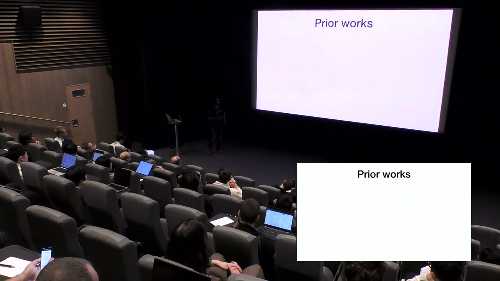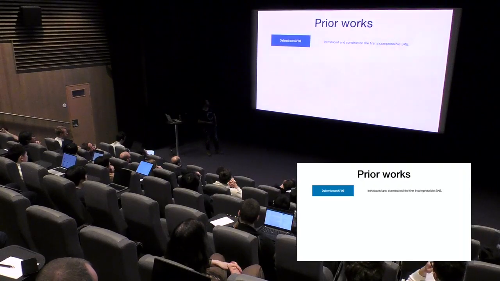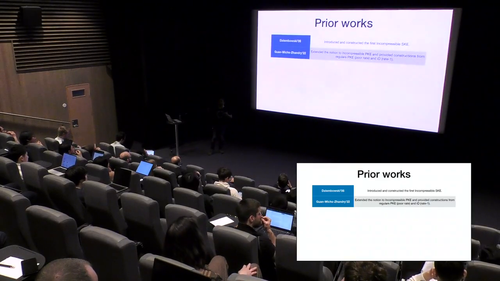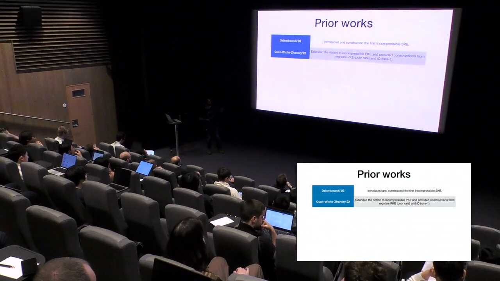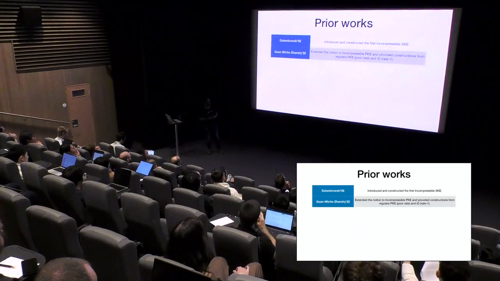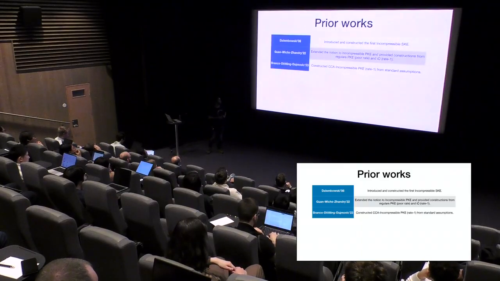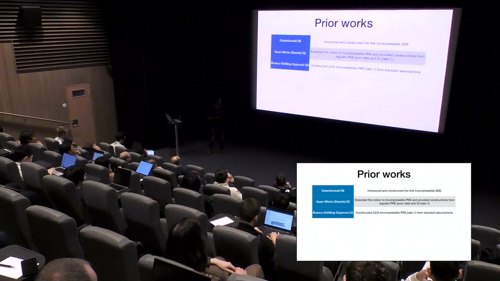Okay? So, as I mentioned, it was introduced, and the construction for the first incompressible SKE scheme was given by Guan and Zhandry. Later, Guan et al. extended it to incompressible PKE, and they gave two constructions. One using regular PKE, but it had poor rate. Rate means the size of the message divided by the size of the ciphertext. Then they gave a construction from indistinguishability obfuscation with rate 1, a very heavy tool. Branco et al. gave a construction for CCA secure incompressible PKE from standard assumptions and rate 1.